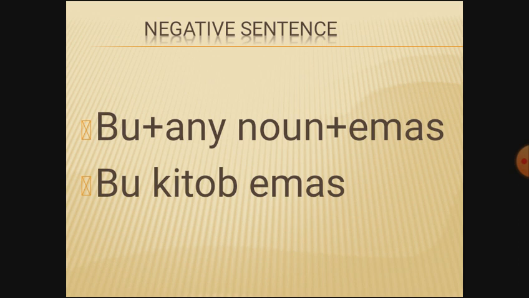For example, bu kitabdir. The "dir" is omitted, then "emas" is added. Bu kitabdir is a declarative sentence, and bu kitab emas is a negative sentence. Bu kitab emas. This is not a book.